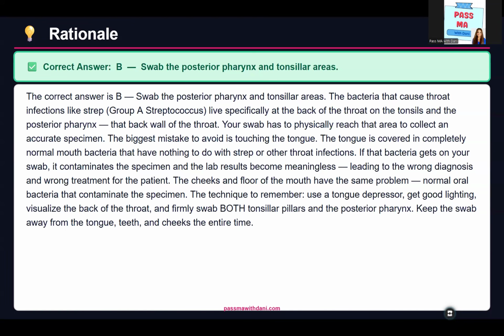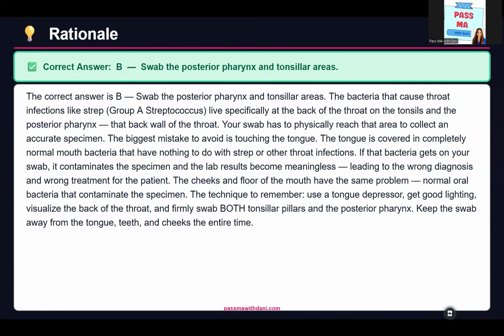This is because the tongue is covered completely in normal mouth bacteria. Now, these bacteria have nothing to do with strep or throat infections. But if that bacteria gets on your swab, guess what? It's going to contaminate the specimen, and the lab results then become meaningless. This is going to lead to the wrong diagnosis and also the wrong treatment for your patients.